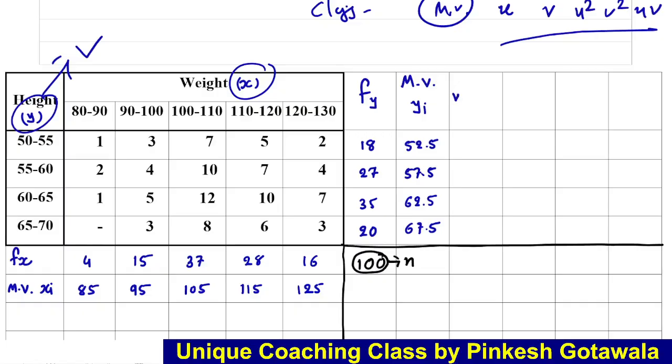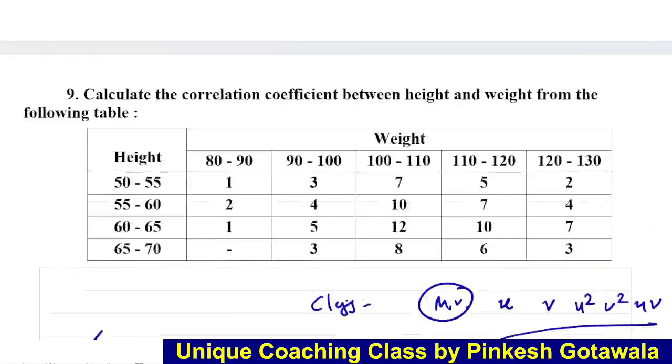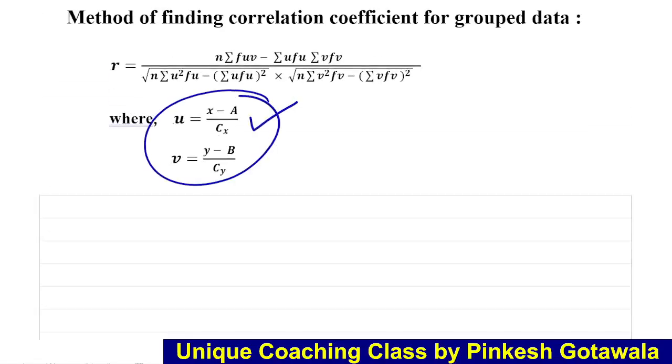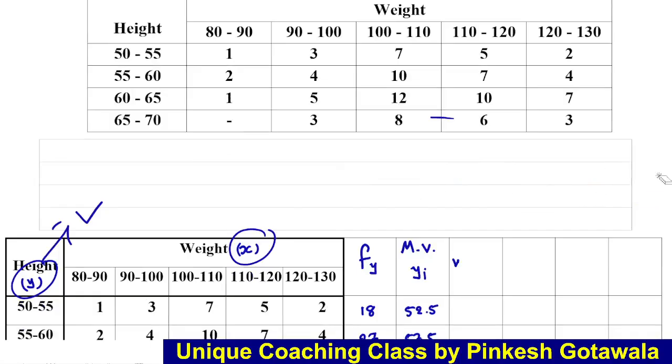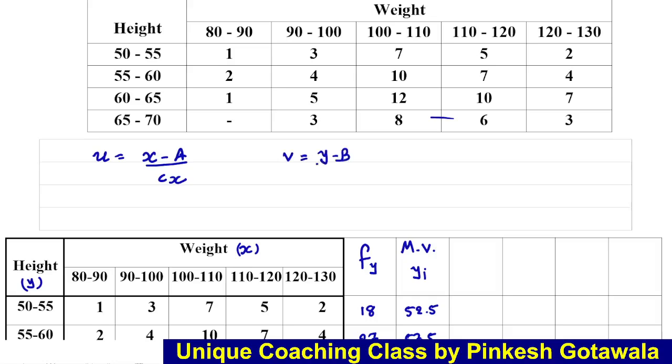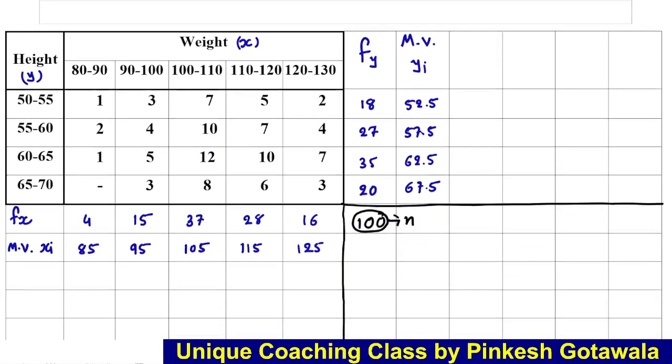So which column will be made here? The v column will be made. And I told you that for u and v we should use the formulas: for u, x minus a divided by c, and for v, y minus b divided by c. I explained in a previous video. So our next columns are u and v. So u is x minus a divided by cx, and v is y minus b divided by cy. Now here you have to decide which is our a and cx, cy.